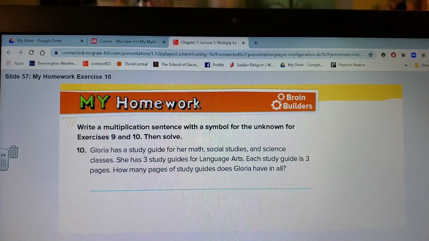Let's start with the first sentence. Gloria has a study guide for math, social studies, and science classes. So how many study guides does she have there? She has 3. And she has 3 study guides for language arts. So how many study guides does she have altogether? 3 plus 3, she has 6 study guides. Each study guide is 3 pages. So 6 study guides times 3 pages equals unknown. You use your multiplication chart to find out how many pages of study guides Gloria has in all.